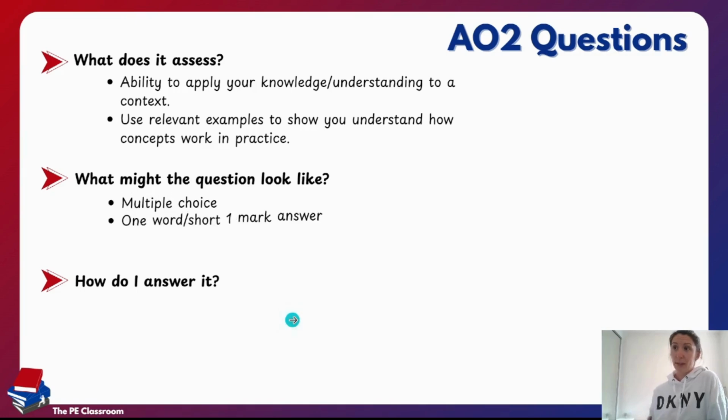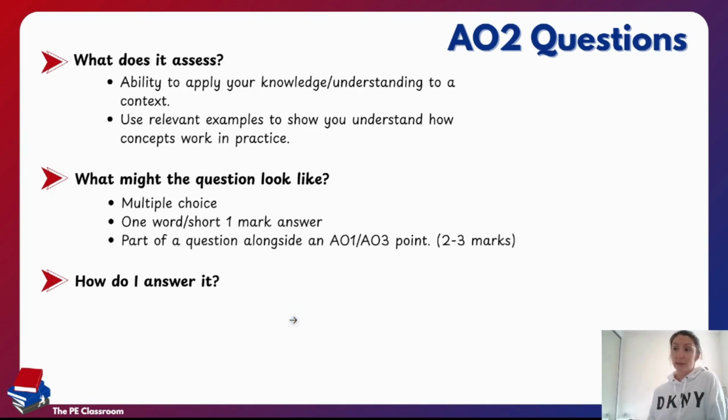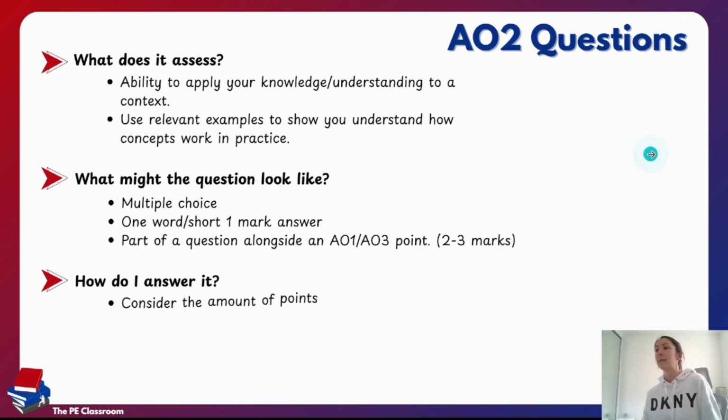The question could come in multiple choice again. It could be a 1-word or a short answer. Or, similarly to the AO1 question, it could be alongside either an AO1 point or an AO3 point. So again, it's worth a few more marks, but there is an AO2 point in there somewhere. And we're looking at how we break that down and recognise that.